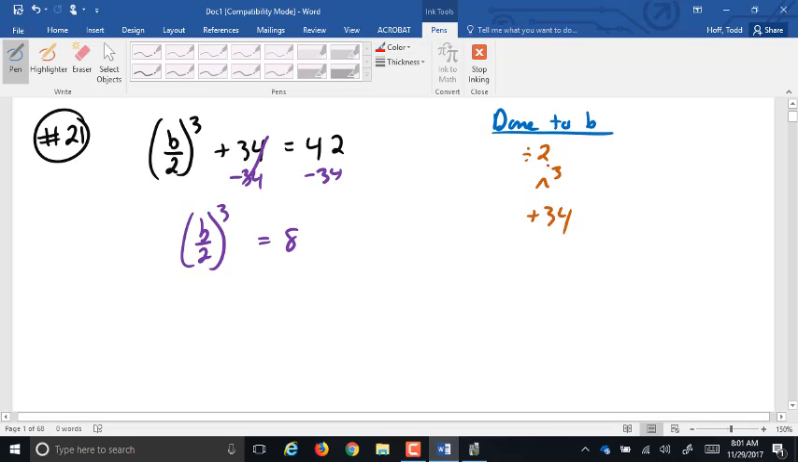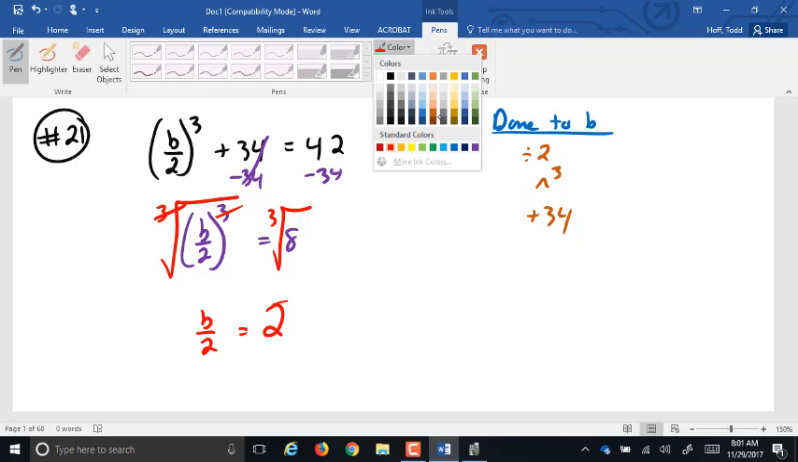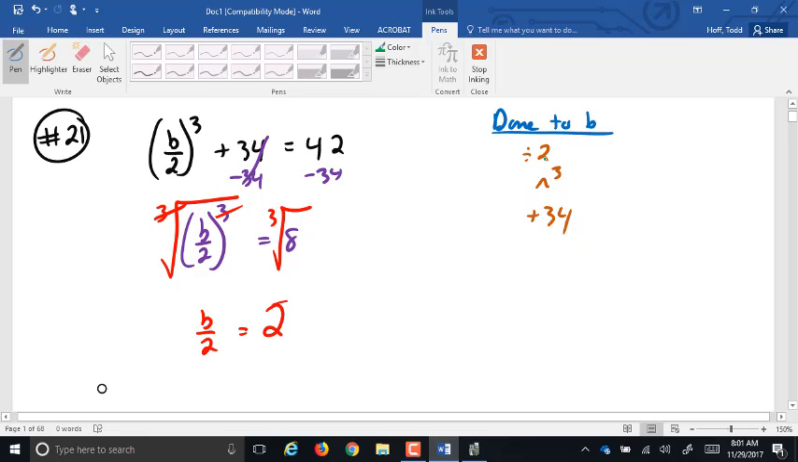Now, how do we undo cubed? The third power, we undo it by doing the third root. So that cancels that out, leaving us with b over 2. The third root of 8 is 2. 2 to the third power equals 8. And then finally, to get rid of dividing by 2, we will multiply by 2. So b equals 4. And you can double check it. 4 divided by 2 is 2. 2 to the third power is 8. 8 plus 34 is 42.